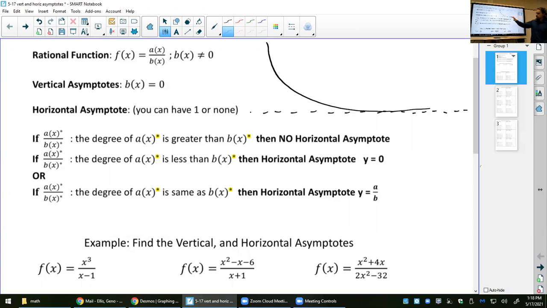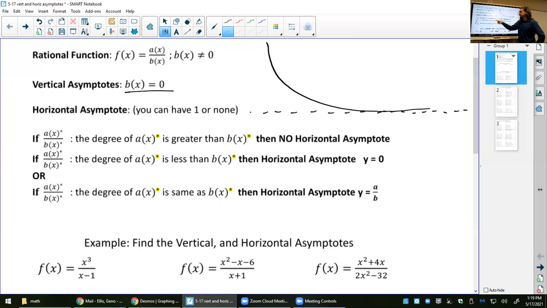Okay. So a rational function, here's our definition of it. It's just any function where we have one part of the function on top, one part of the function on the bottom, and our bottom part cannot equal 0 because we can't divide by 0. That's undefined. Okay. So every one of our rational functions is going to have a vertical asymptote, and that's where we take our denominator and set it equal to 0. Right? So just like we said, if b equals 0, it doesn't exist, it's not defined at that point, so that becomes a point we can't reach. We can get close to it, but it can never actually equal 0.